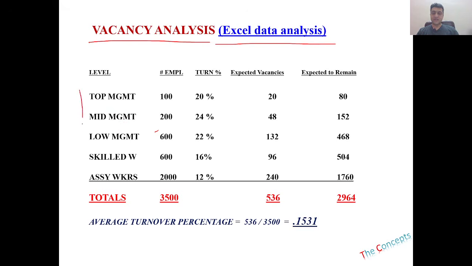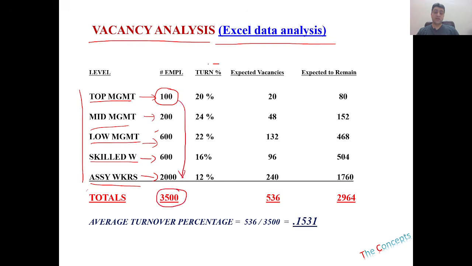This is the level of the hierarchy: top management, middle management, lower management, skilled worker, and your assembly workers. Number of employees you currently have is, let's say, 100 at the top management, 200 here, 600 here, 600 here, and 2000 here. Total number of employees that you have is 3500.